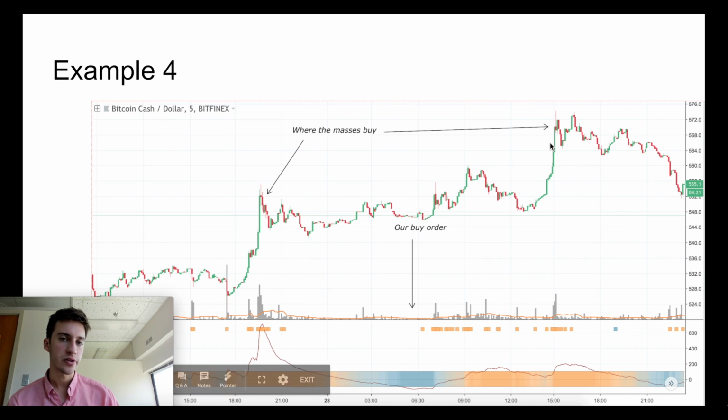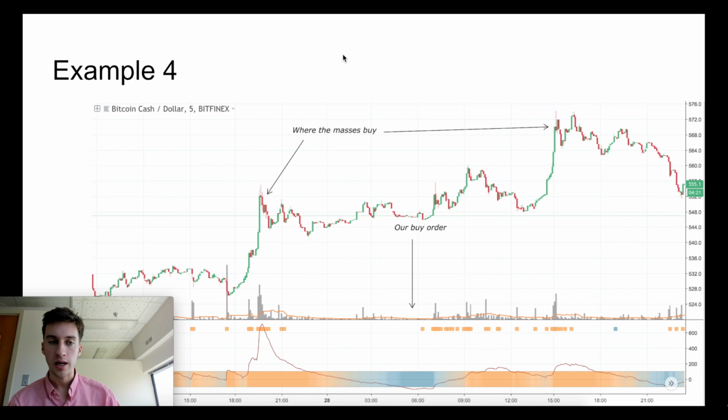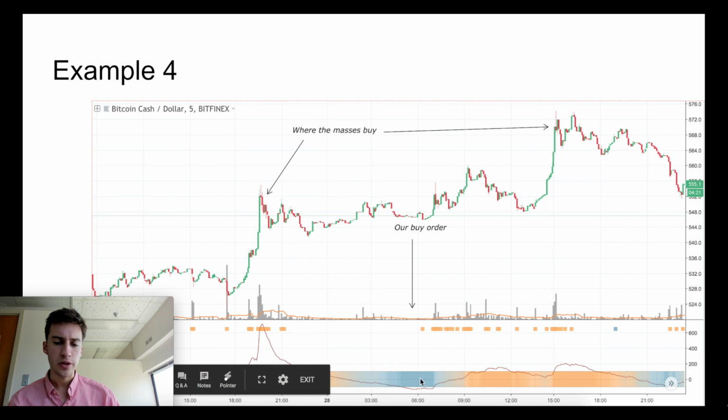This is where the masses are going to be buying in. This is where many traders who want to market buy because they think that Bitcoin Cash is just going to keep going higher, this is where they buy. Where do we want to buy? Well, using volatility and using the technique that I showed today, what we're looking for is that beautiful low volatility dark price range here, where we can see very low volume, really not a lot of transactions occurring.